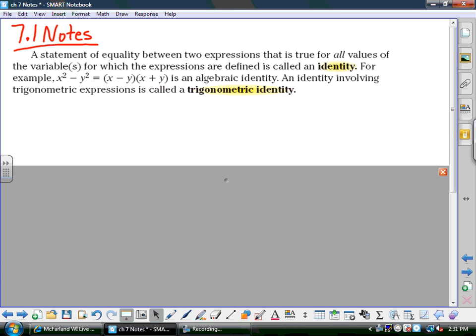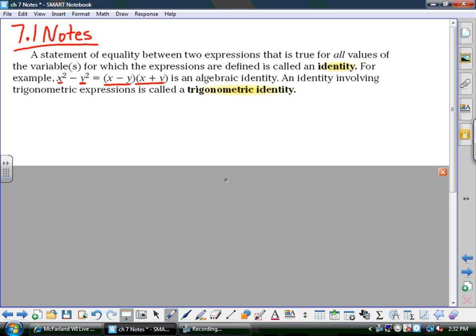So it says a statement of equality between two expressions that is true for all values of the variable or variables for which the expressions are defined is called an identity. For example, x squared minus y squared equals x minus y times x plus y is an algebraic identity. And it's an identity because it's always true. No matter what x and y are, x squared minus y squared always equals x minus y times x plus y. An identity involving a trigonometric expression or expressions is called a trigonometric identity.